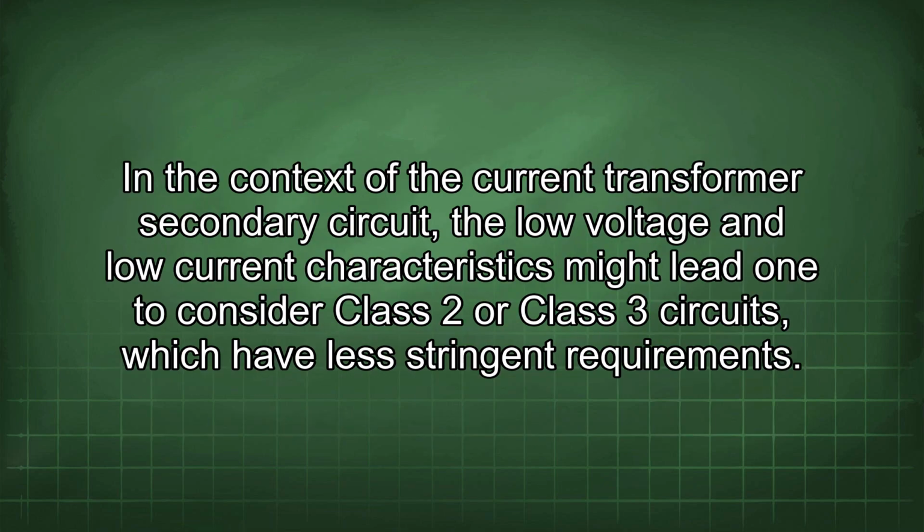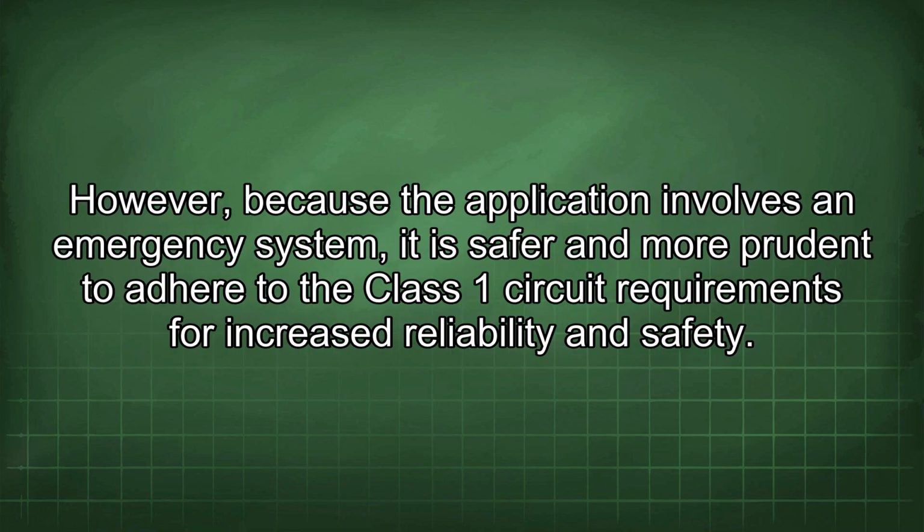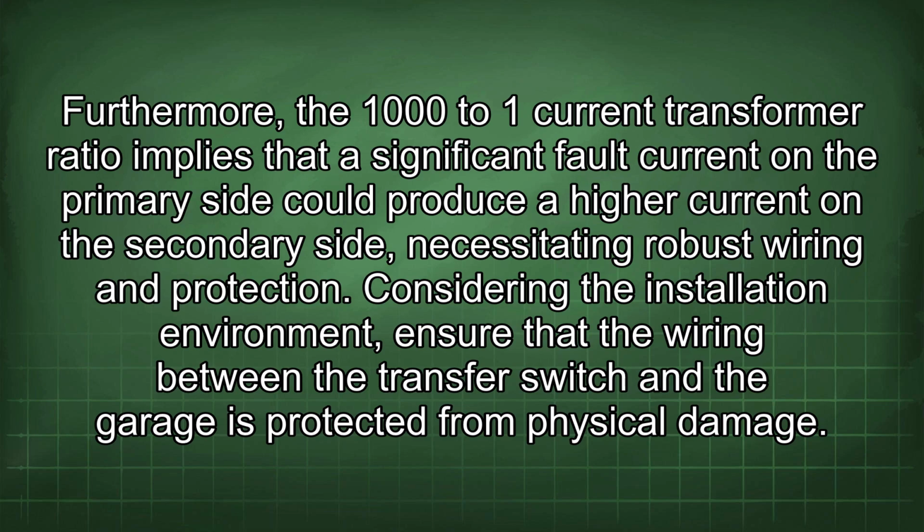In the context of the current transformer secondary circuit, the low voltage and low current characteristics might lead one to consider Class 2 or Class 3 circuits, which have less stringent requirements. However, because the application involves an emergency system, it is safer and more prudent to adhere to the Class 1 circuit requirements for increased reliability and safety. Furthermore, the 1000 to 1 current transformer ratio implies that a significant fault current on the primary side could produce a higher current on the secondary side, necessitating robust wiring and protection.